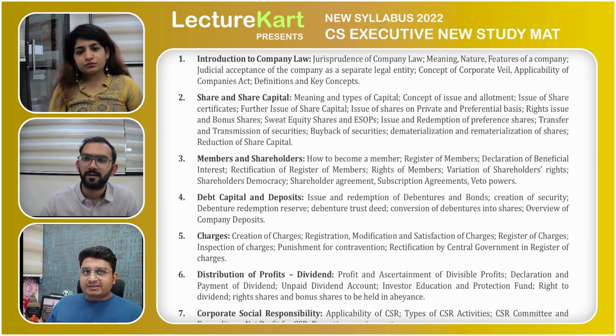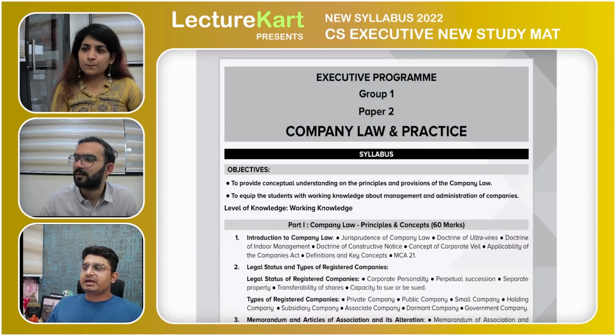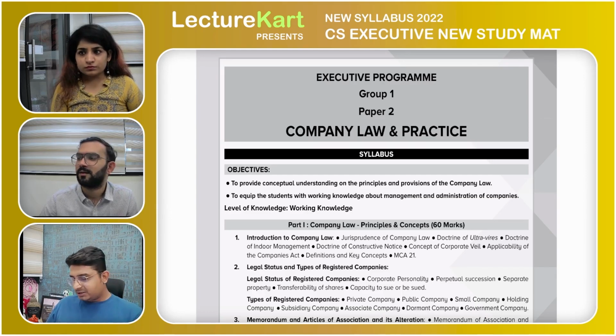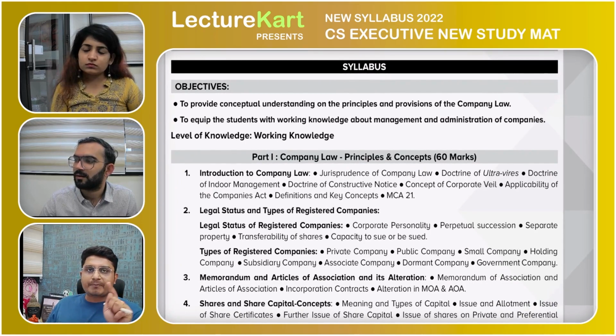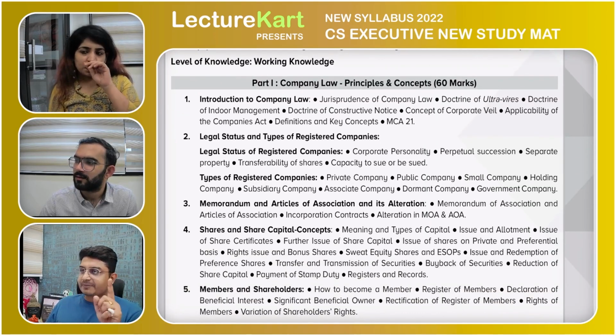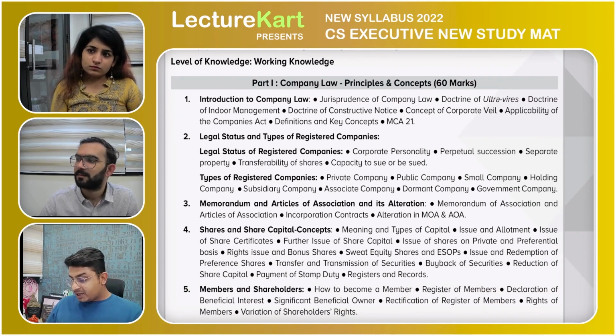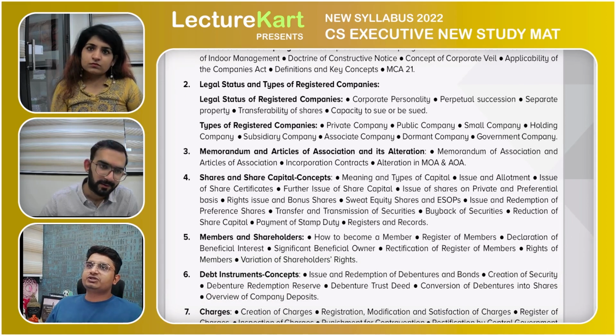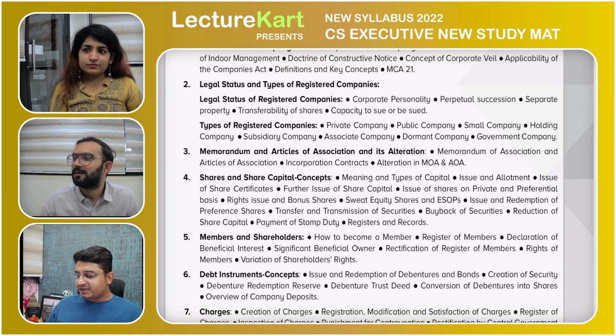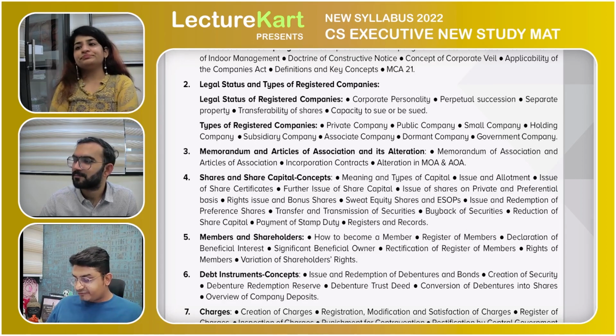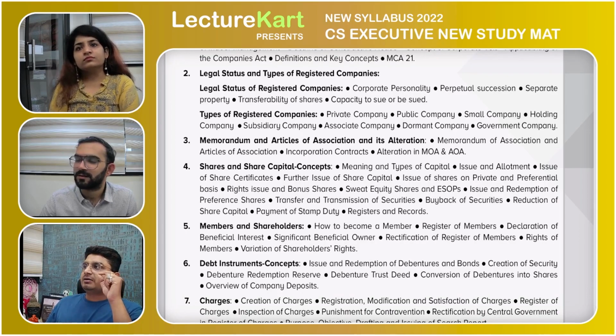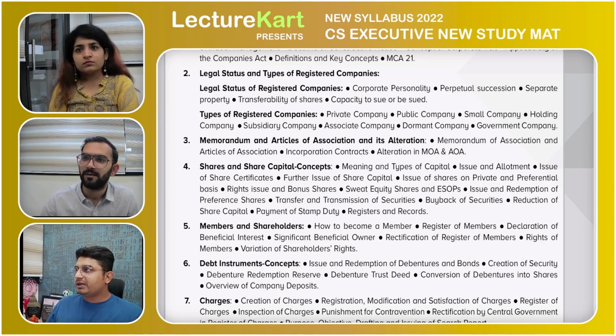When I see that change, just let me show you the new syllabus. In the new syllabus, rather than three different parts, you have only two parts. The first part again remains the same, company law principles and concepts, and it is for 60 marks now. When you see the first chapter, it is again introduction to company law. But from the second chapter, the story changes. Now you have legal status and types of registered companies, memorandum, articles of association, everything in order to understand how a company comes into existence, and what the important elements are at the time of incorporation, that have been included in this part itself.